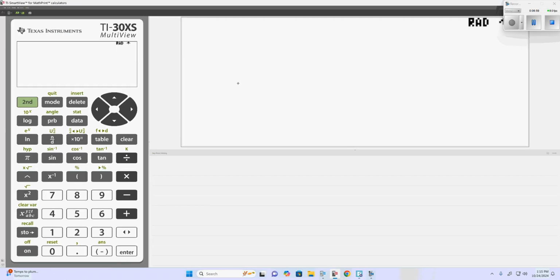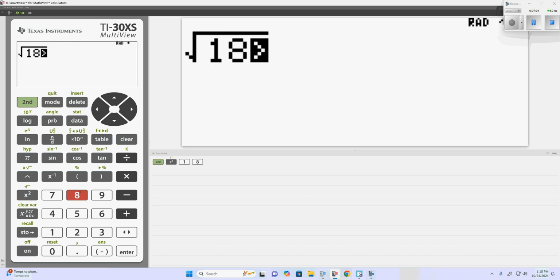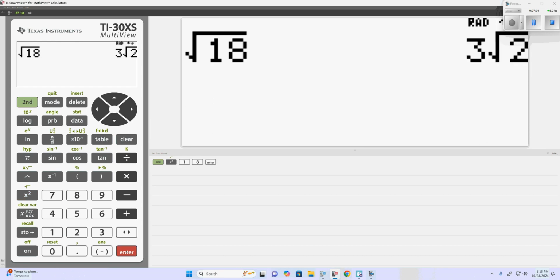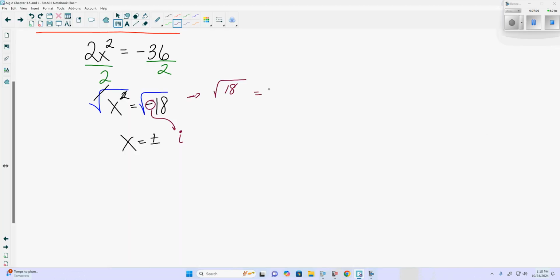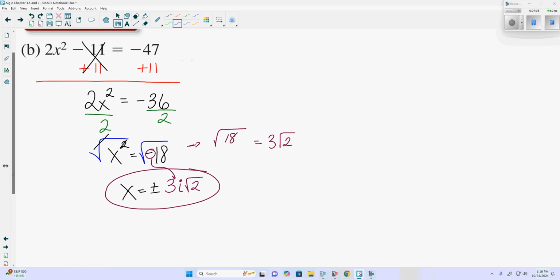Now the TI-30X S, our yellow calculator, will simplify the square root of 18, and it tells us that it is 3 square roots of 2. So that tells us that the square root of 18 is 3 square roots of 2. So the square root of negative 18 would be 3i square roots of 2. So we simplify the negative inside the radical first. We bring it out as i. Then we simplify the rest of the radical. And that's it.